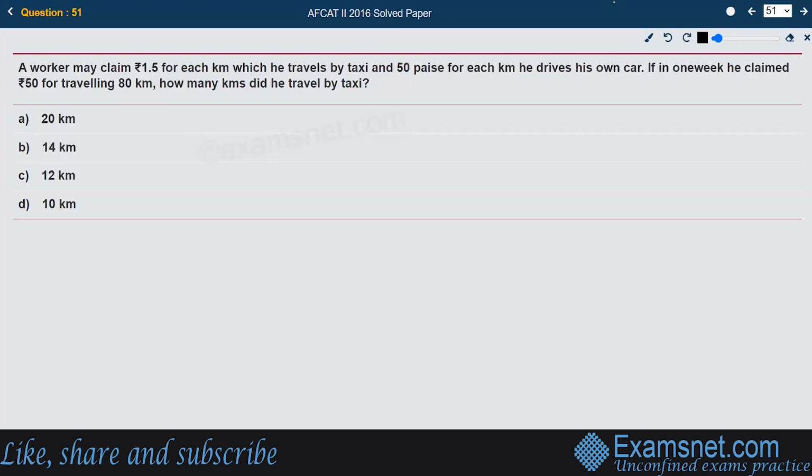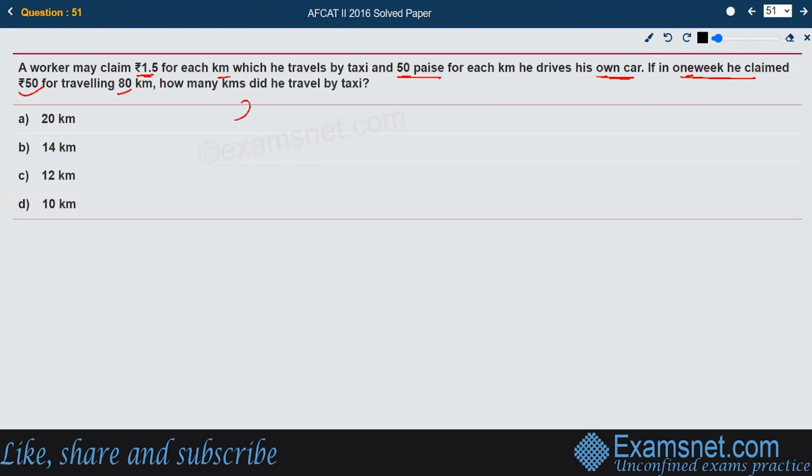Okay, so we are supposed to find out the quant section's answers. The first question is: a worker may claim rupees 1.5 for each kilometer in which he travels by taxi and 50 paise for each kilometer if he drives by his own car. If in 1 week he claimed rupees 50 for traveling 80 kilometers, how many kilometers did he travel by taxi?